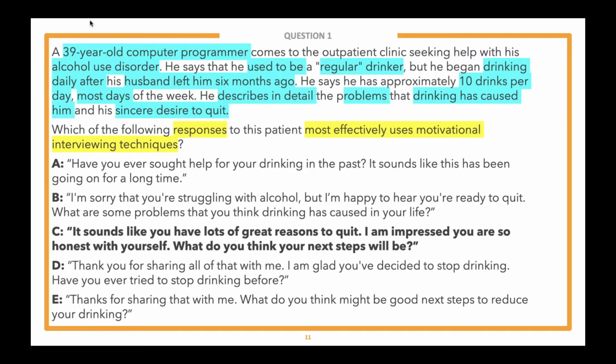So answer choice C meets a lot of those checkpoints for motivational interviewing. So that's why in this question, that would be the best appropriate response.